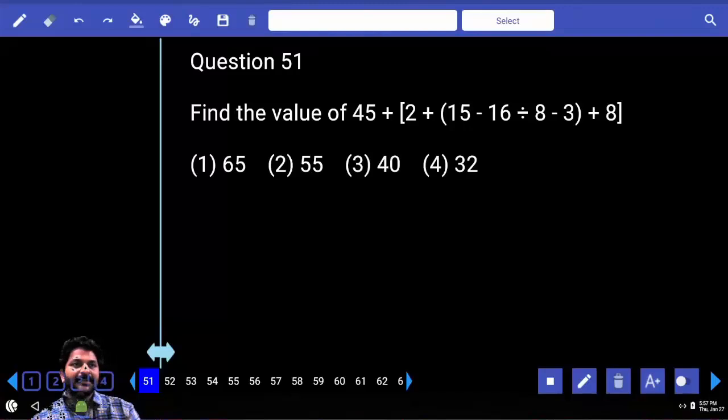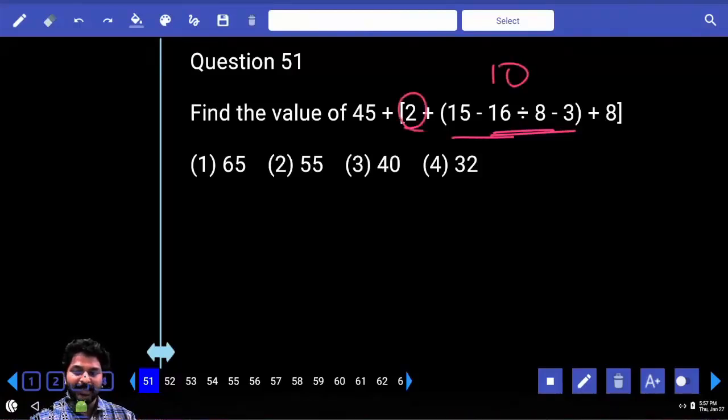So first, the inner bracket: 16 divided by 2. Then 2 minus 2 minus 3 minus 5 plus 15, that is 10, and the other two variables are 2 plus 8, 10. Total value 45 plus 20, 65. Final. Next.